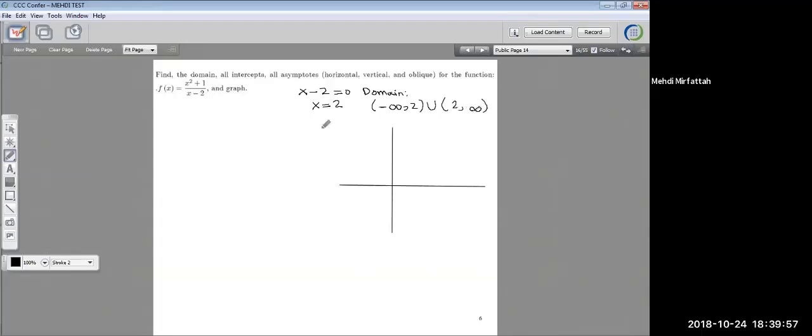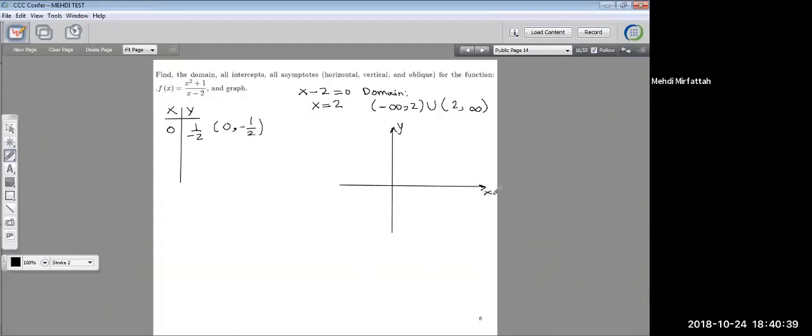So that's my domain. Now, to find my x and y intercepts, I need to plug in some numbers. If I let x be equal to 0 and solve for y, that would be my y-intercept. If I let x be equal to 0, then I get 1 over -2. Now remember, the y-intercept is a point, so I should show it as a point: (0, -1/2). My graph is going to go through the point (0, -1/2).